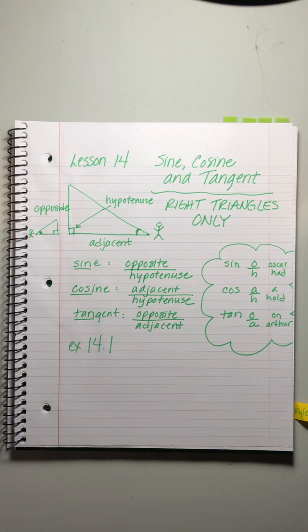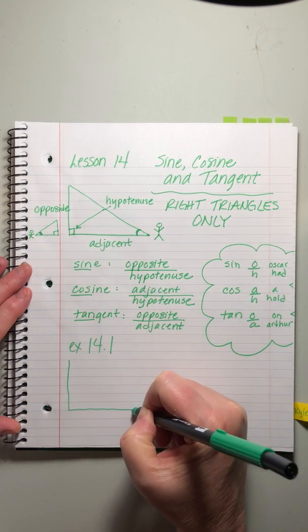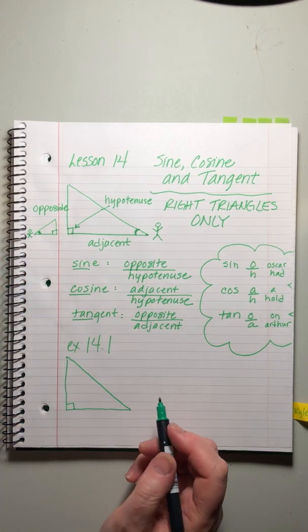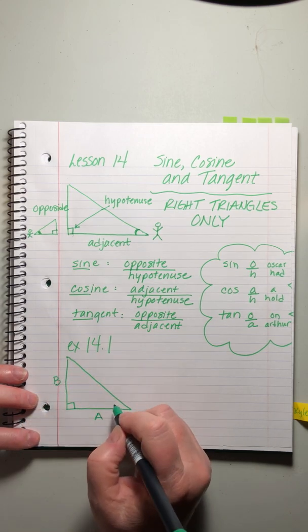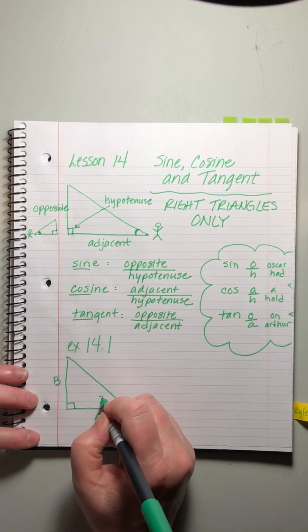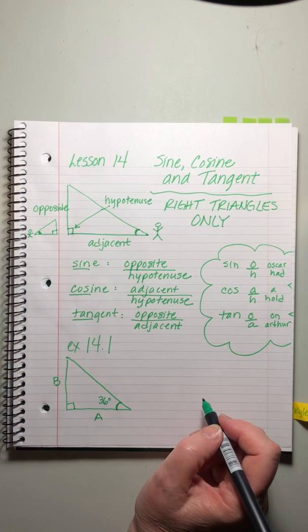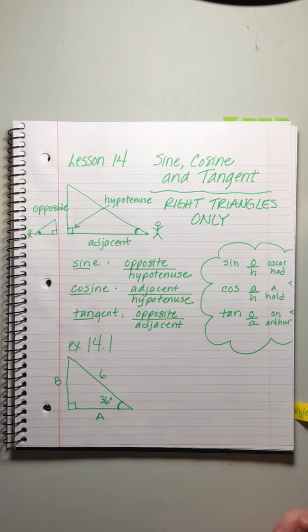Okay, so example 14.1. Let's see what we got here. We're supposed to find A and B, and we've got a nifty triangle here. It's a right triangle, so we say, oh, thank goodness, life's going to be okay. A, B. Here's the angle, and we're told this is a 36-degree angle. And then we're also told that the length of the hypotenuse is 6.